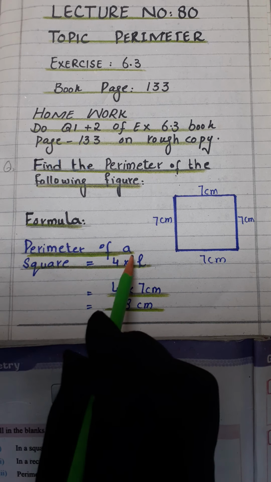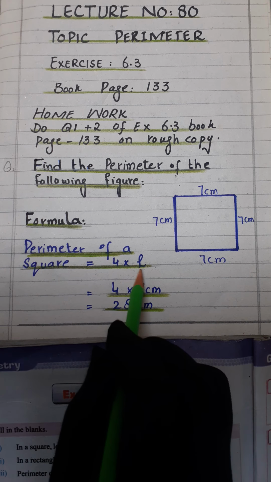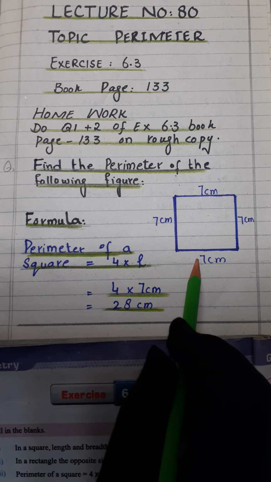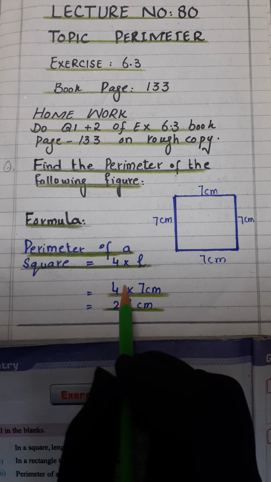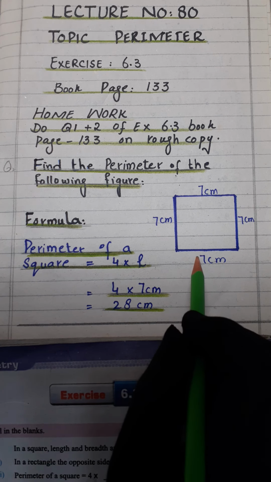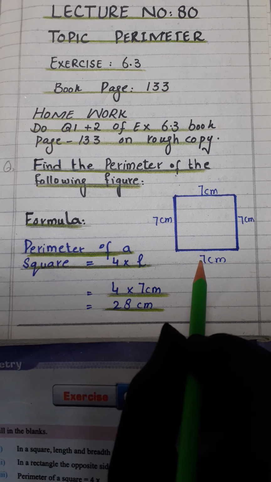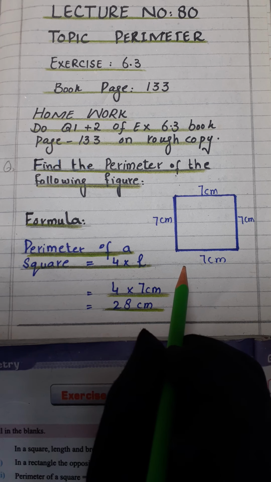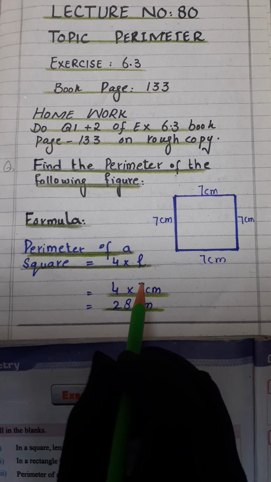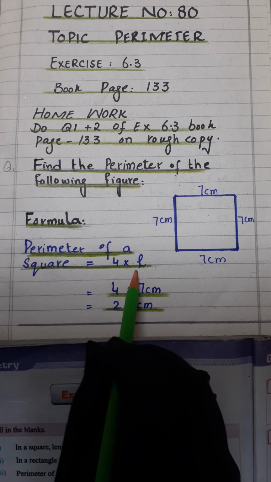Then perimeter of a square is equal to 4 multiply L. L means length of one side. So for the length of one side, we select 7, because a square has 4 sides and all sides are equal in length. Just write 4. If you add 7 four times, that is also correct. But when you solve this question through the formula, you must write the formula first. Clear? So the formula is 4 multiply L.